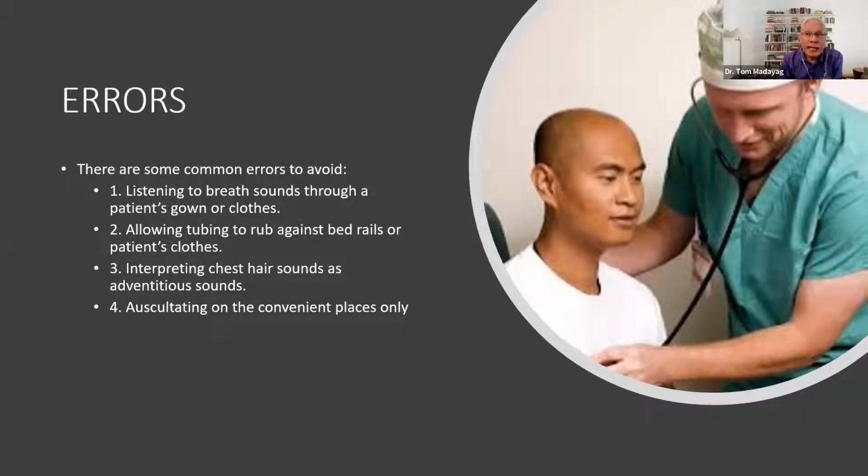Secondly, when we allow the tubing to rub against the bed rails or the patient's clothes, this creates an artifact and therefore it should be avoided. The stethoscope tubing should be straight, stretched all the way to its length, in order to prevent it rubbing against the patient's skin or clothes or the bed rails.